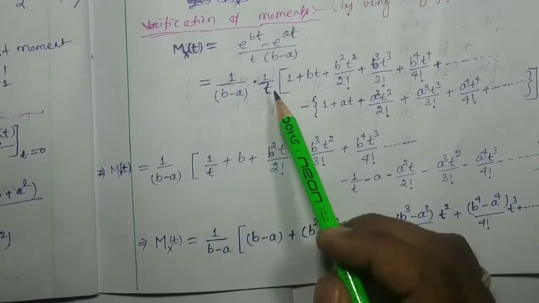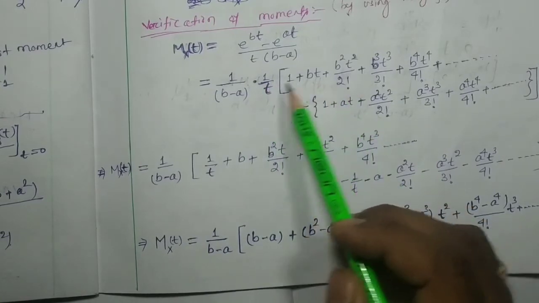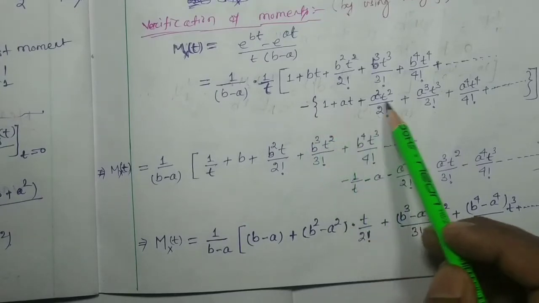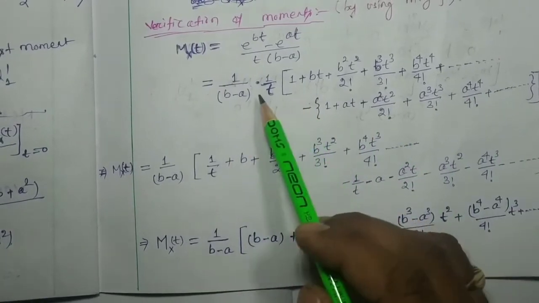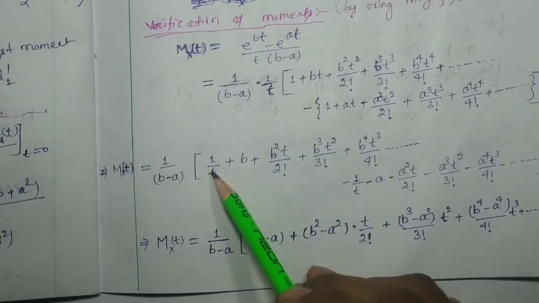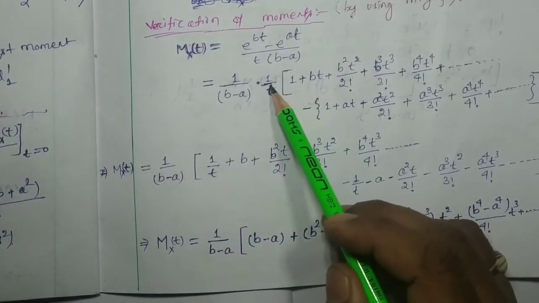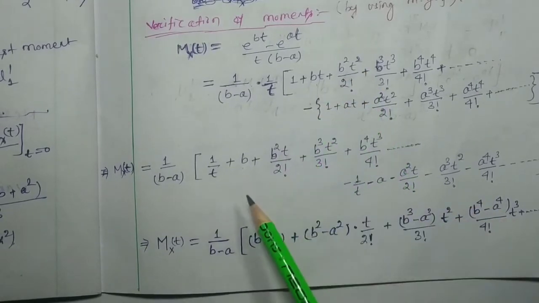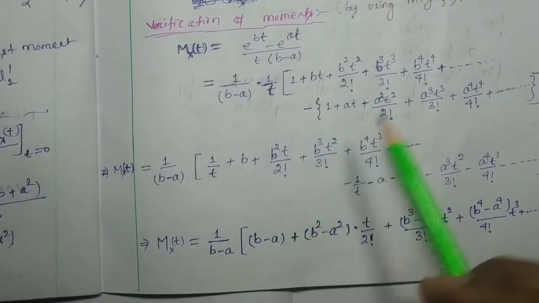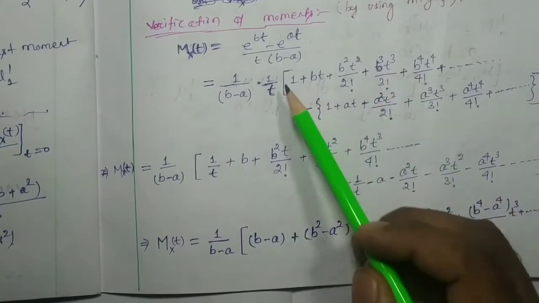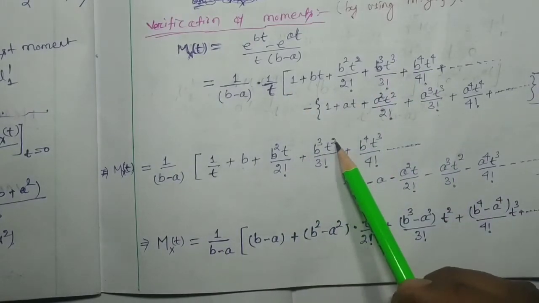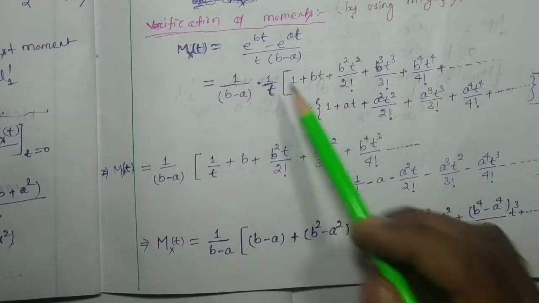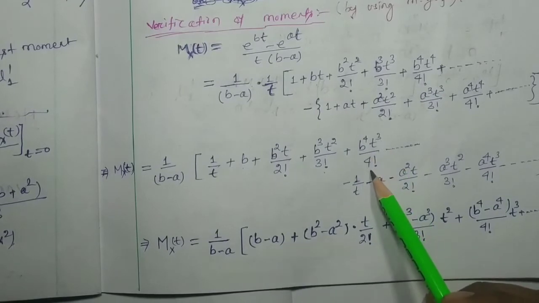Now I am going to multiply 1 by t with each term. Okay, and also here minus, we are going to multiply these terms with 1 by t. So this is 1 by t into 1, this will be 1 by t. Here bt by t will be b. b square t square by 2 factorial into 1 by t will be b square t by 2 factorial. b cube t cube by 3 factorial into 1 by t will be b cube t square by 3 factorial. b to the 4 t to the 4 by 4 factorial into 1 by t will be b to the 4 t cube by 4 factorial, and so on.